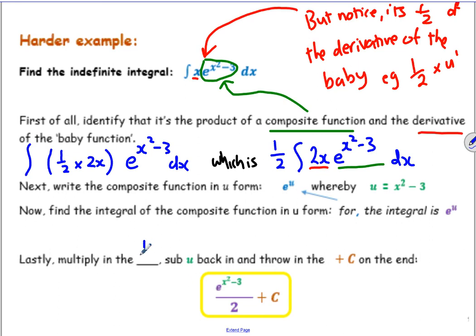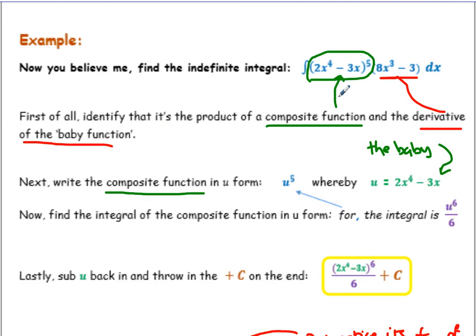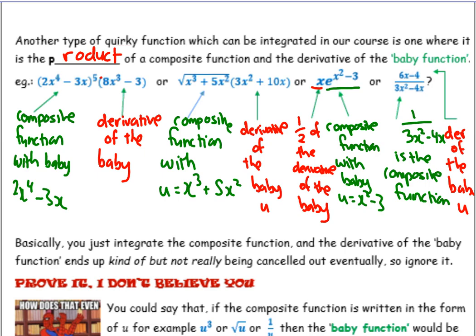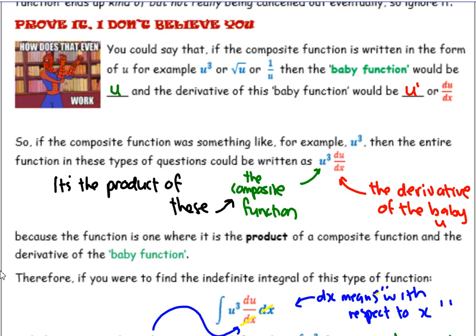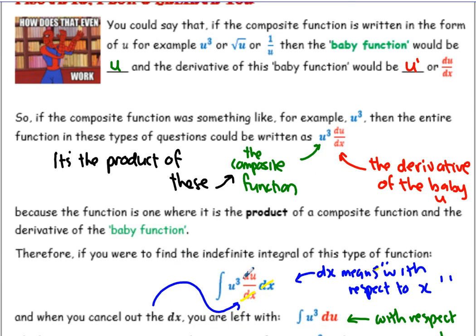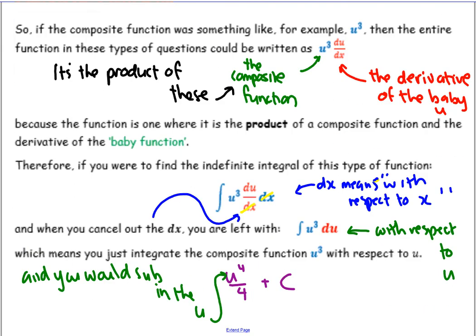Remember this weird method? You just integrate the composite as if that one's not there. The proof was because when you set this up, the dx part cancels out. So technically it means integrate e to the u du, just with respect to u. So it's as if it's not there.